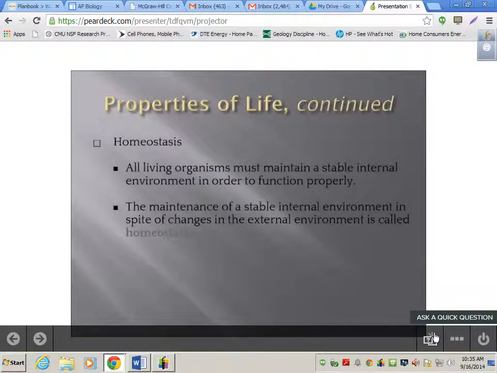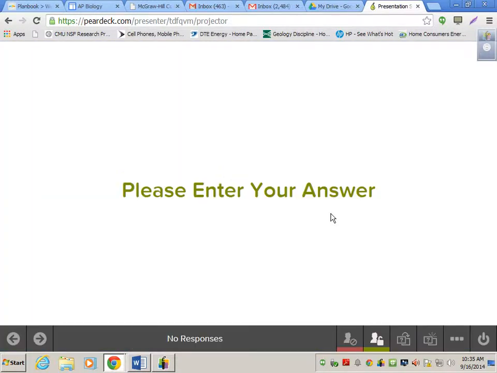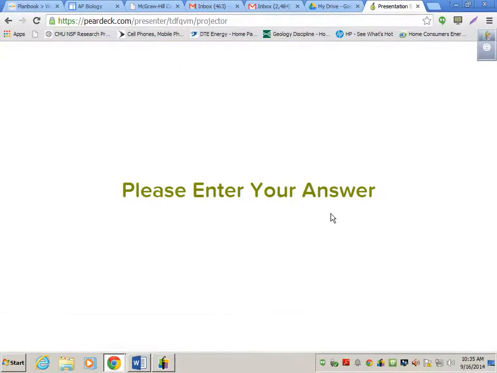I want you guys to give me an example of homeostasis, an example of when you might maintain a stable internal environment. Go ahead, type it in. Shouldn't take very long. These Peardeck questions should take less than a minute to type in. And it's okay to be wrong. First thing that pops in your head, put down.